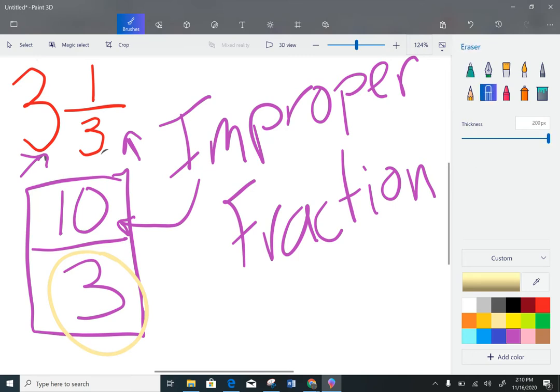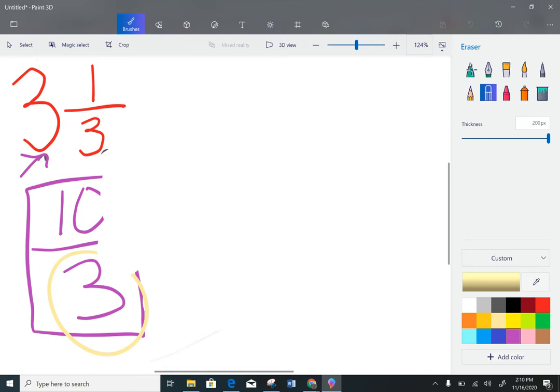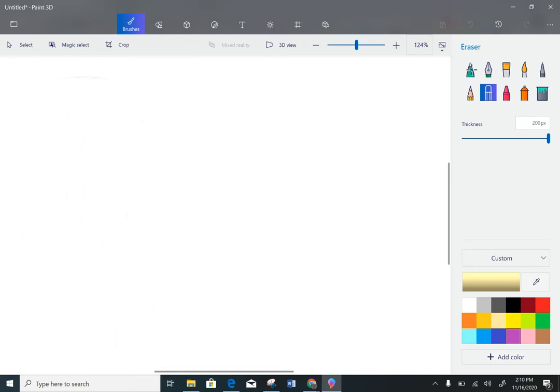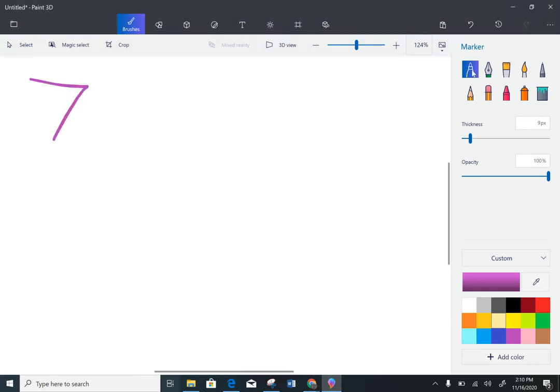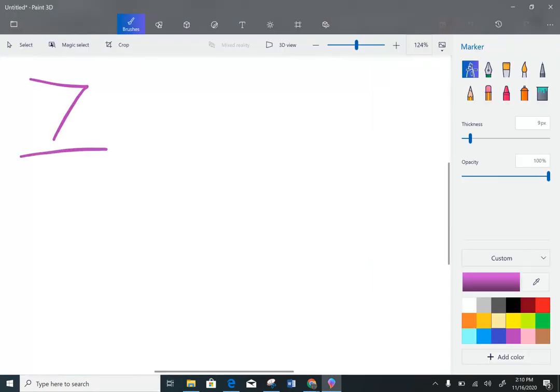So let's take another look at some improper fractions. Remember, in order to be an improper fraction, our number on the top must be bigger than our number on the bottom. So 7 is bigger than 4.